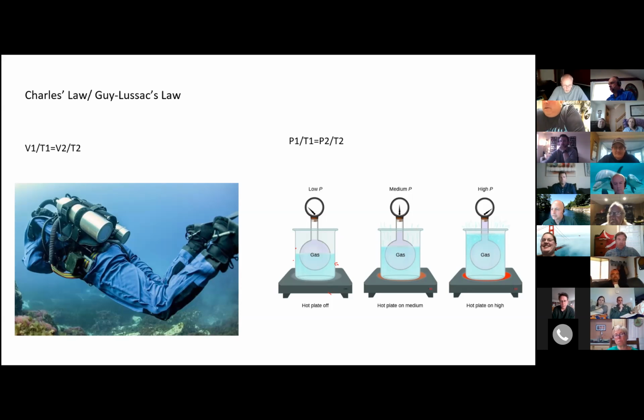Jammer, like a reactor. There you go. See, diving and gas laws are everywhere.